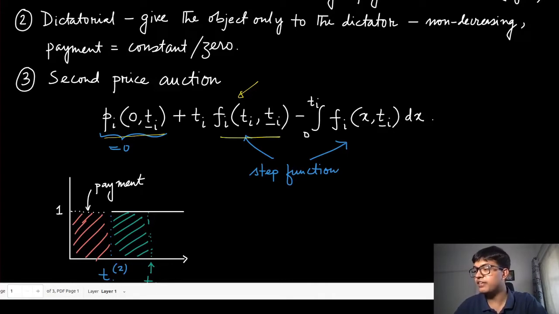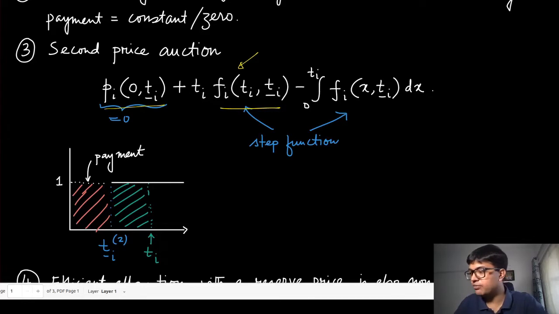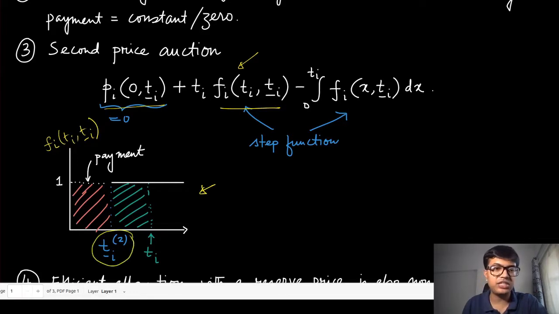Then this function is nothing but a step function. We have already seen this diagram before; this is the allocation, fi of ti, t minus i, where i is the highest valued agent, so its ti value is the highest. We can look at the second highest value and denote that with t minus i2. So this is the max over all the other agents' valuations of their types. As long as the type of agent i is below this value, it is not going to win that object, and after that it is going to win that object with probability 1, and exactly at that point the allocation can be anything.